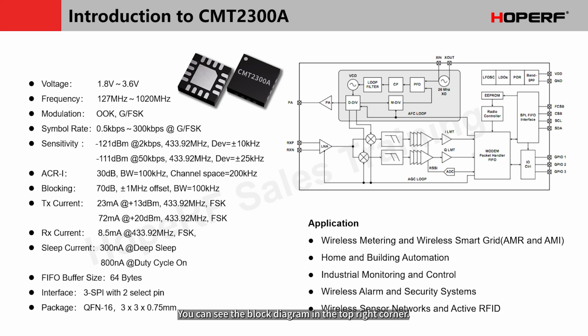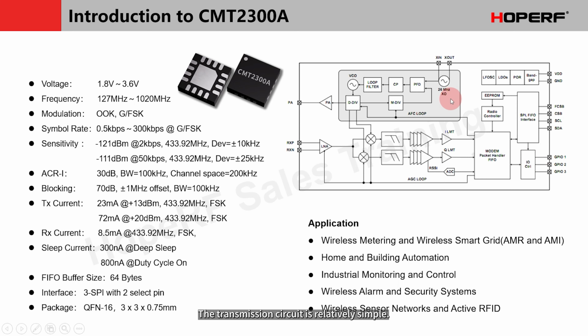You can see the block diagram in the top right corner. This is a schematic diagram of the internal framework of the CMT2300A chip. Its characteristic is to use a limiter architecture to realize the receiving chain. The signal first goes through the antenna and matching circuit, enters the chip's interior, after passing through a low noise amplifier, LNA, undergoes frequency mixing processing, then goes through a filter, to the limiter, and then to digital demodulation processing, and finally outputs to the external controller.